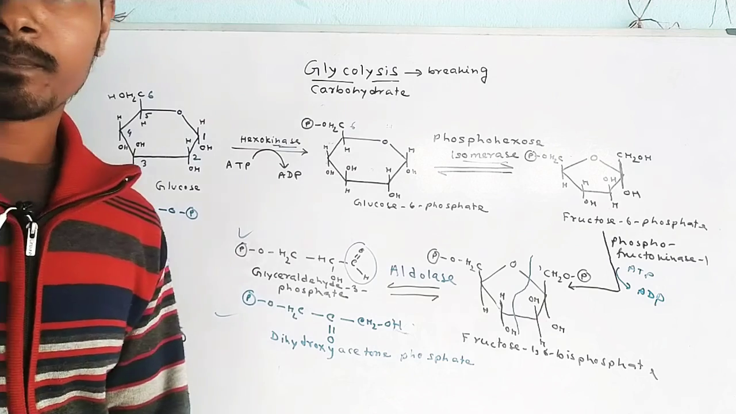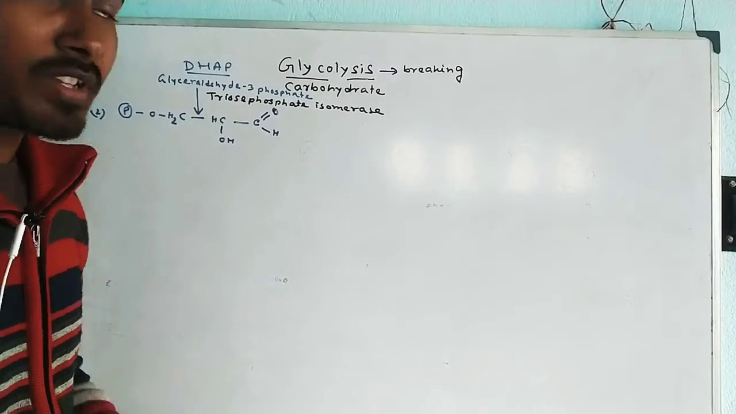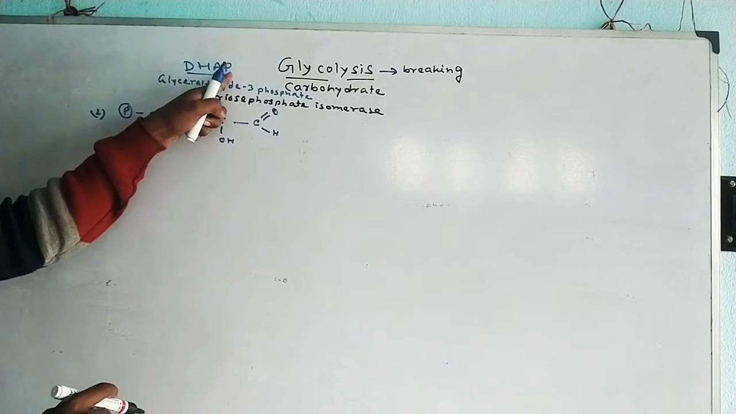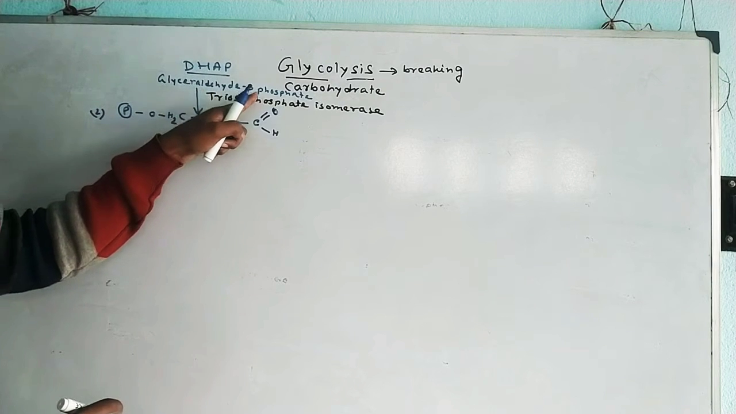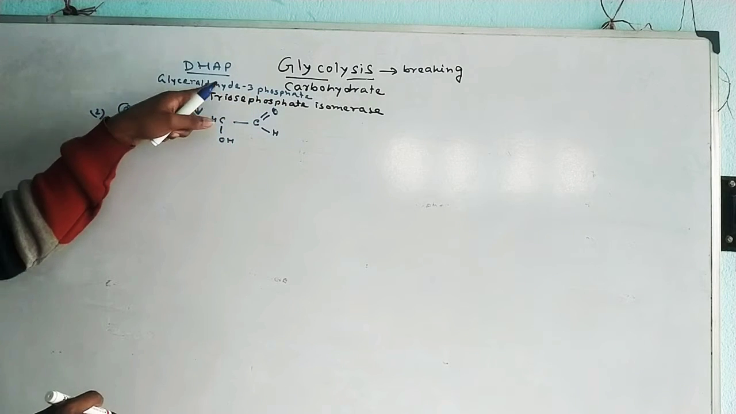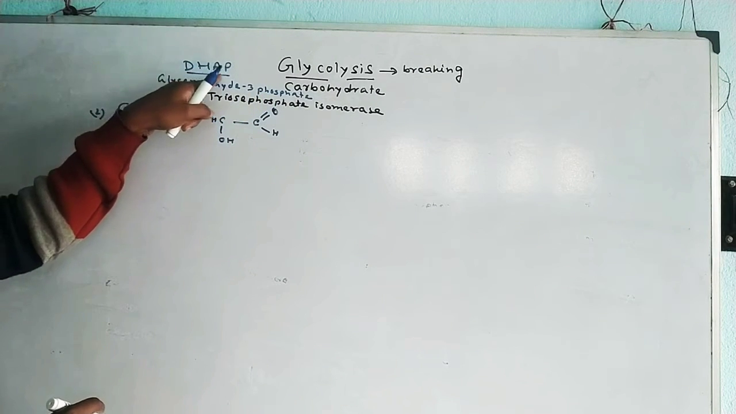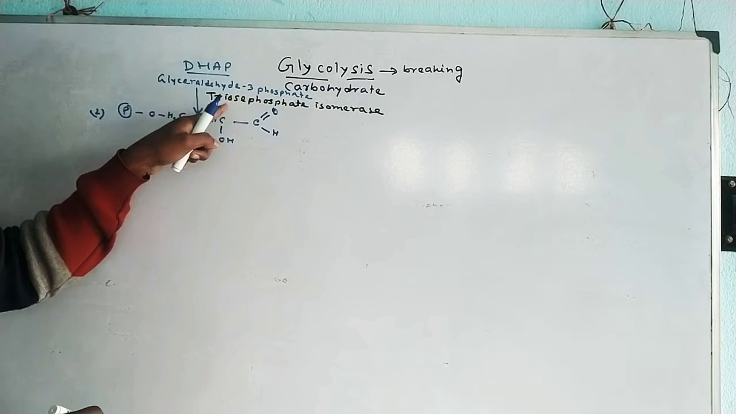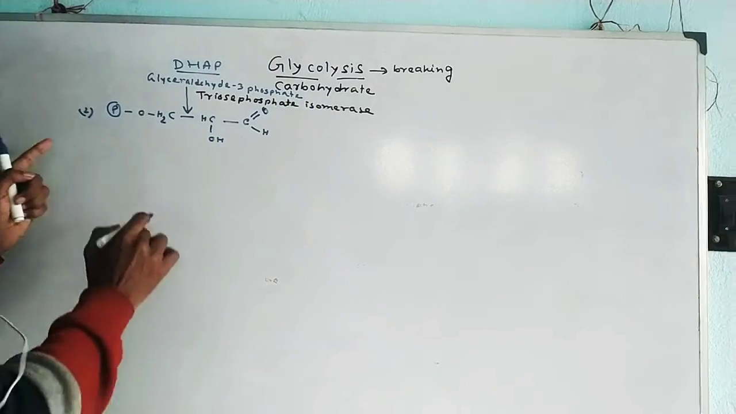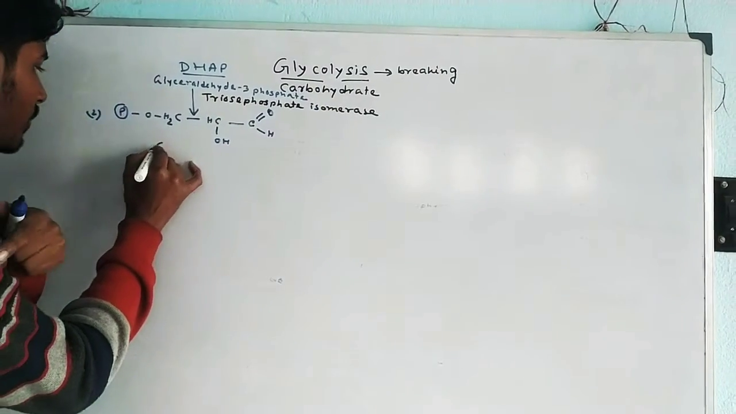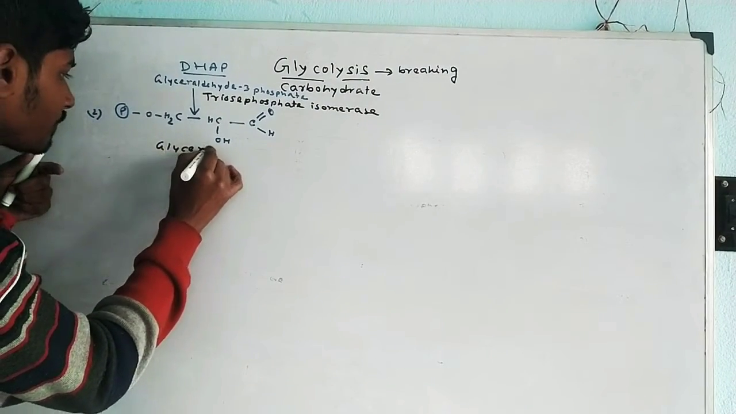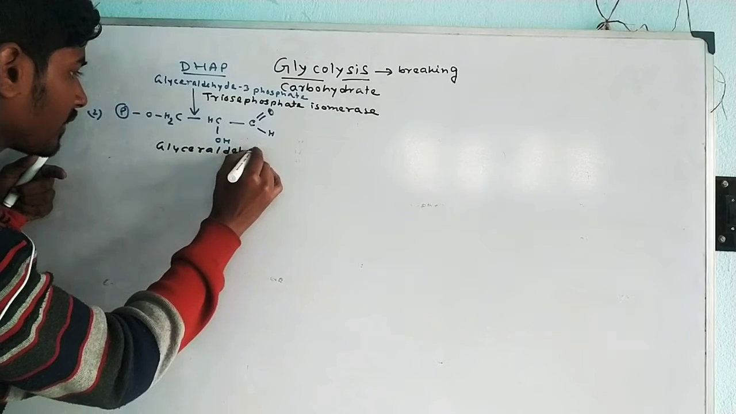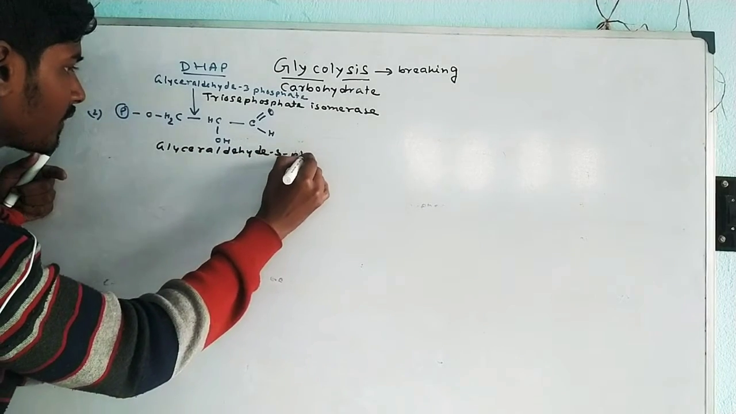So let us see. Here you can see dihydroxyacetone phosphate and glyceraldehyde 3-phosphate, and the dihydroxyacetone phosphate is converted to glyceraldehyde 3-phosphate by the enzyme triose phosphate isomerase, forming two molecules of glyceraldehyde 3-phosphate.